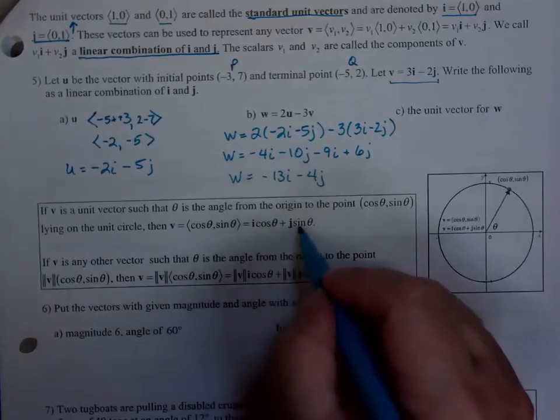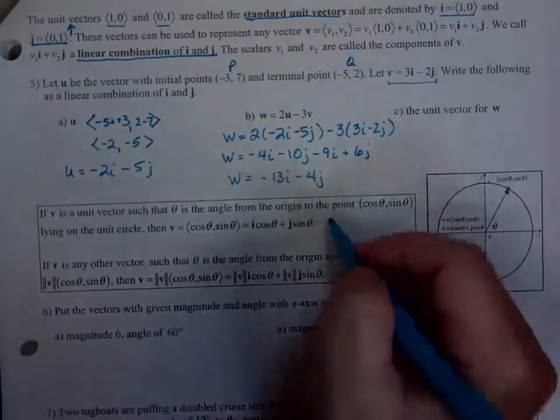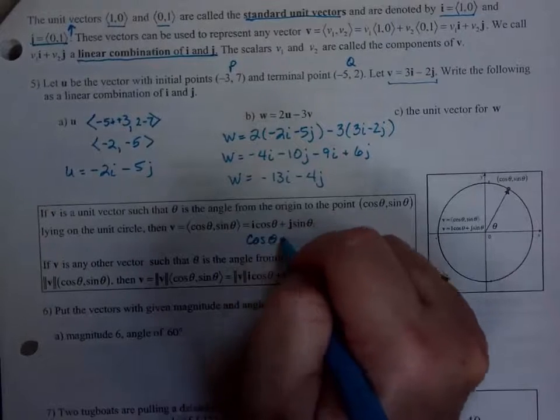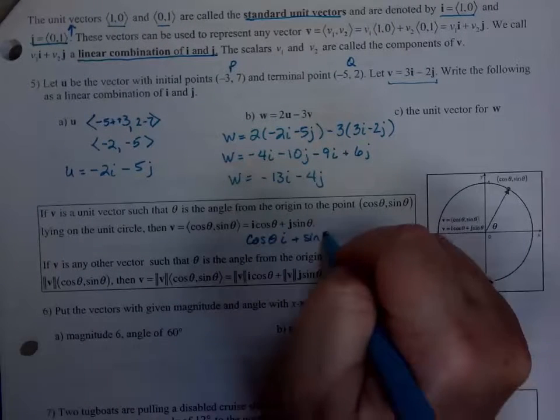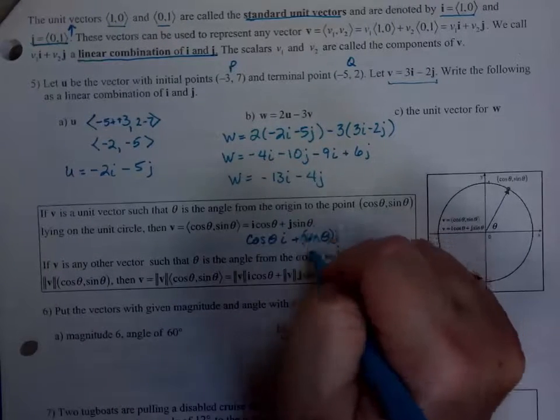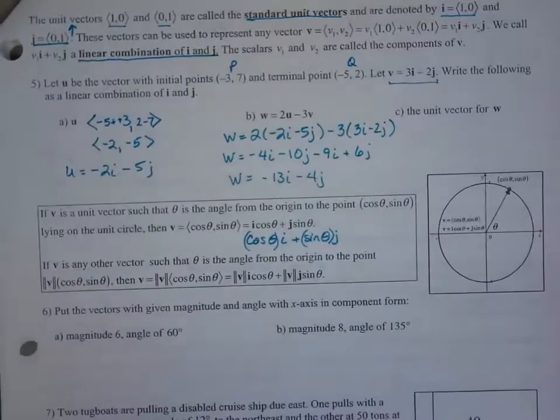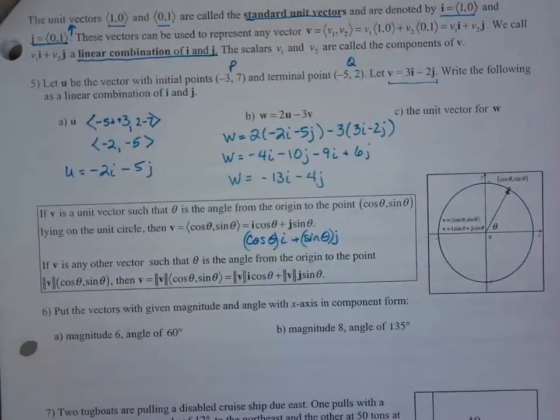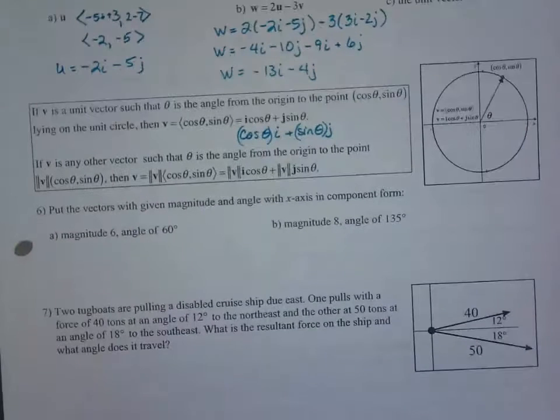Actually I prefer the i and j on the end, so we're going to rewrite this as cosine theta i plus sine theta j. You can put the cosine theta and sine theta in parentheses to separate them. I's and j's usually come last as far as I'm concerned. I like them better this way. Okay? So now we can write vectors in terms of the angle that they make with the x-axis. And this is great in physics application problems.